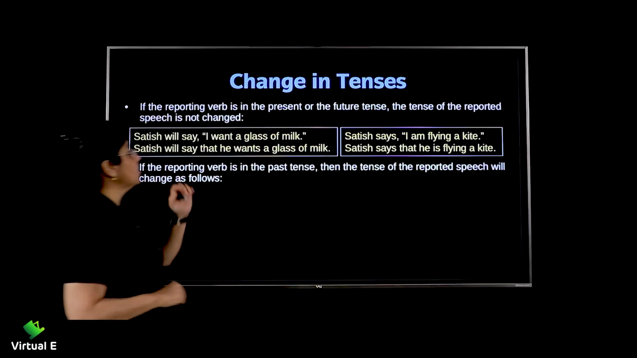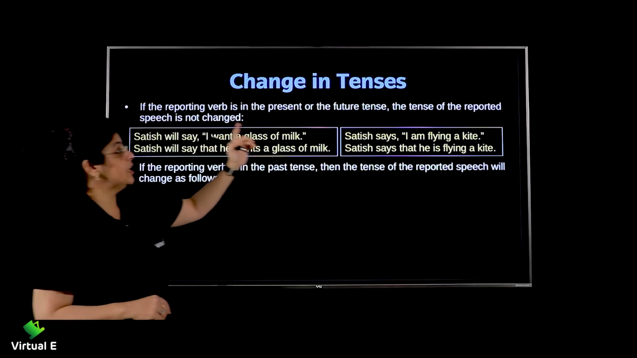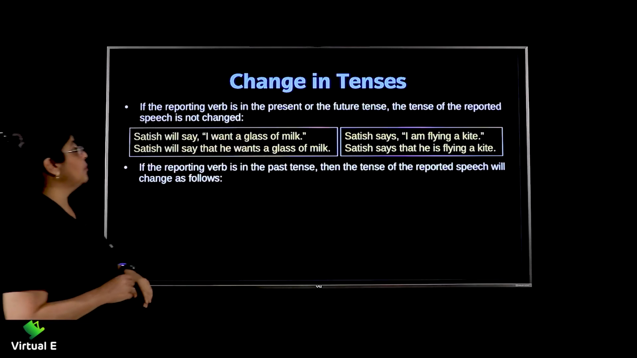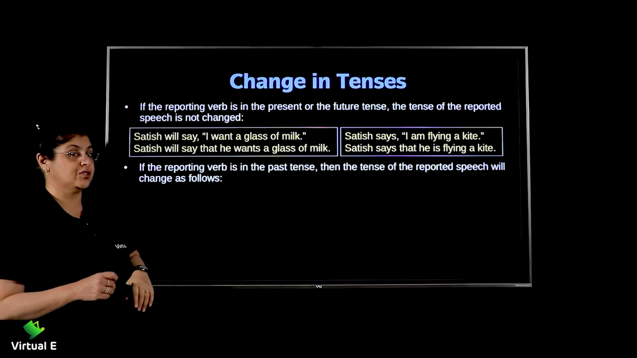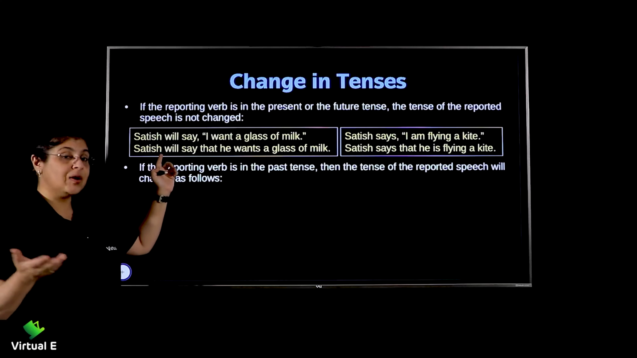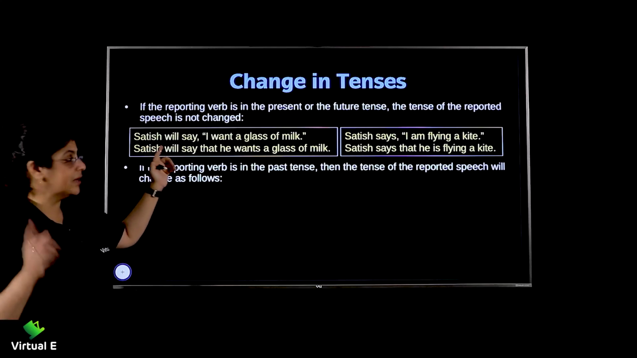So, let's look at this. If the reporting verb is in the present or the future tense, the tense of the reported speech is not changed. Now, reporting verb is which? Quick, come on, before I say it. Will say. Very good.